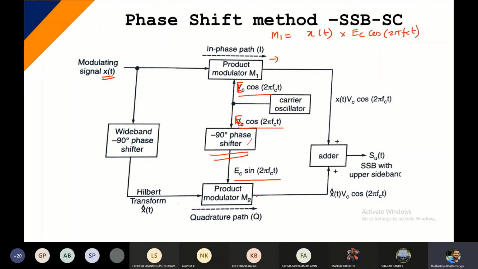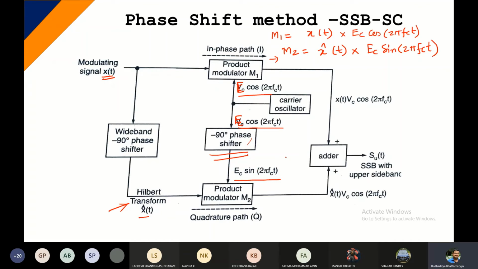And similarly in M2, you can observe that this is Ec sin 2πfct, and this gets multiplied by x'(t). This is called the Hilbert transform, again something beyond the scope of this class. But ideally, when you are shifting a signal x(t) by minus 90 degrees, there is some change in its properties. Here x'(t) is the Hilbert transform of it. For the time being, just understand and remember it that way. So this is given by x'(t) multiplied by Ec sin 2πfct, because this is the sine part over here.